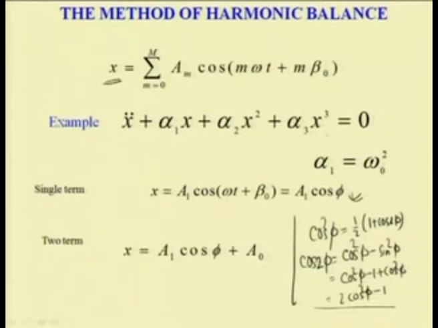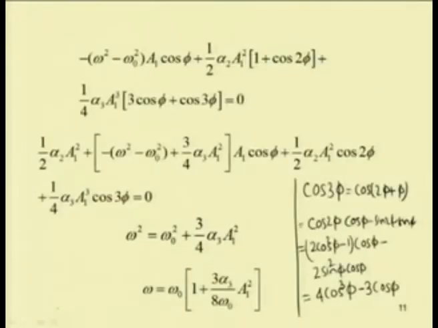So, for this term alpha 3 x cube, where it will be alpha 3 into a cube cos cube phi. In place of cos square phi and cos cube phi, we can substitute the expressions for cos square phi and cos cube phi. Then we can write this expression equal to minus omega square minus omega 0 square a 1 cos phi plus half alpha 2 a 1 square into 1 plus cos 2 phi plus 1 by 4 alpha 3 a 1 cube into 3 cos phi plus cos 3 phi. So, this will be equal to 0.